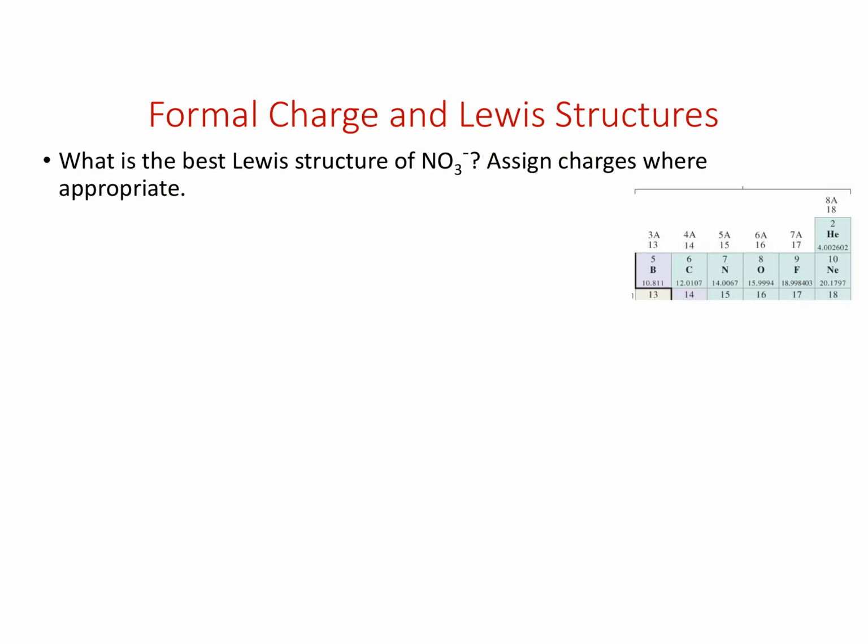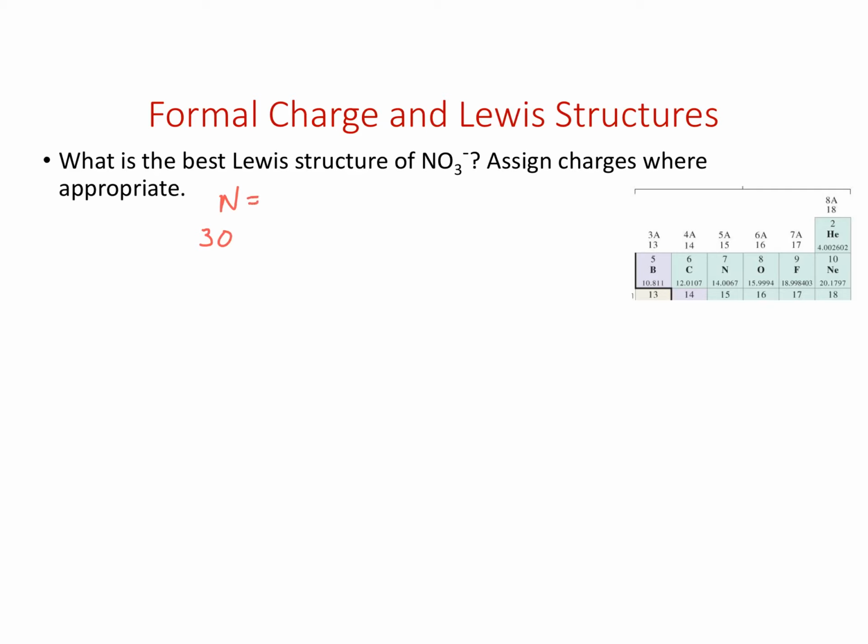So here's a question for you. What is the best Lewis structure for this nitrate anion? And I'm going to ask you to assign charges where appropriate. That's going to help us determine what is the best Lewis structure for this nitrate anion. So the first step, we want to determine how many valence electrons we have to assign. So I've got nitrogen and I have 3 oxygen.